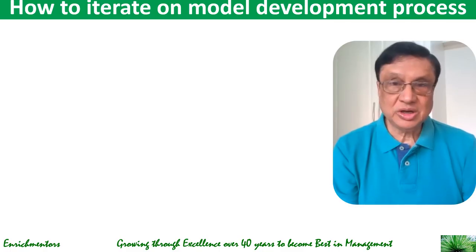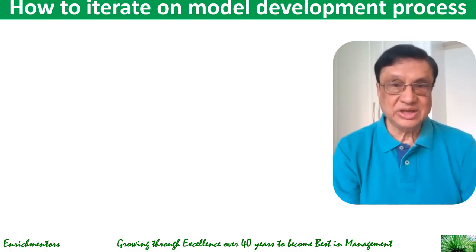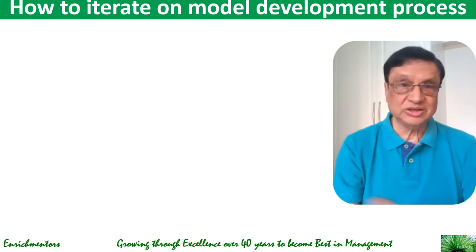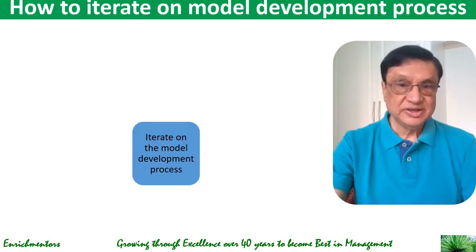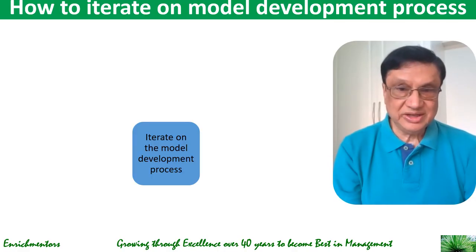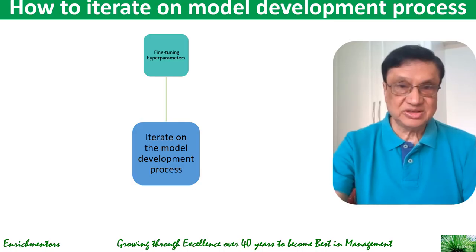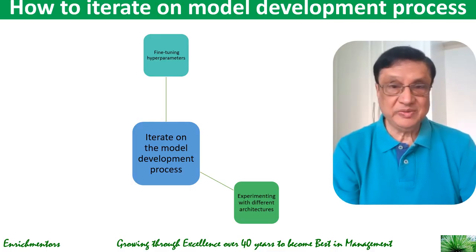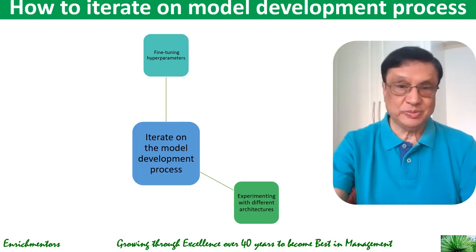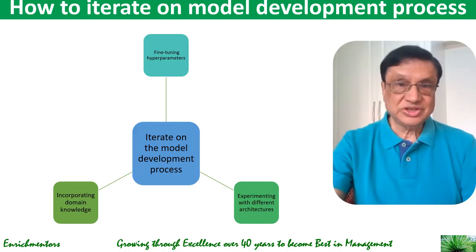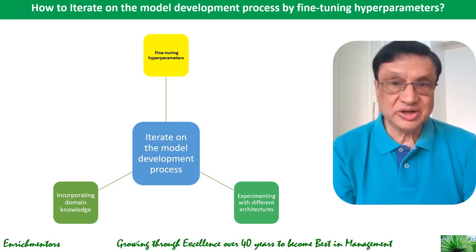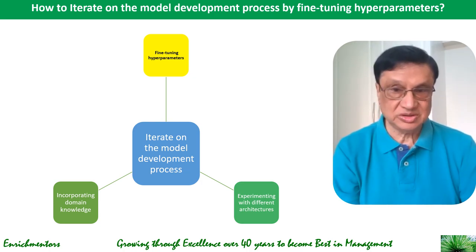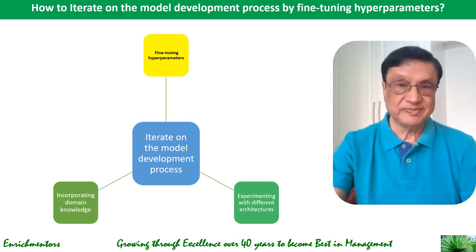So, how to iterate on the model development process by fine-tuning hyperparameters, experimenting with different architectures, and incorporating domain knowledge. Any thoughts? In this, to iterate in the development process, we need to do three things as we talked about just now. One is to fine-tune the hyperparameters. Second, experiment with different architectures, and then incorporate domain knowledge. So the question now is how to iterate on model development process by fine tuning the hyperparameters. Only one of the things that we will talk about in good length, good depth.